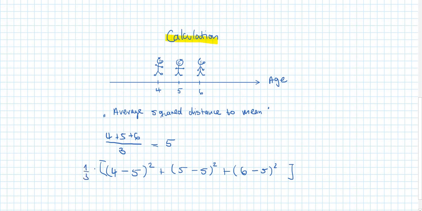And what do we get as a result of this formula? Well, we get 1/3 times (1 squared plus 0 squared plus 1 squared), which is nothing more than 2/3. In other words, the variance of this distribution, the variance of the age of those three children, is 2/3.